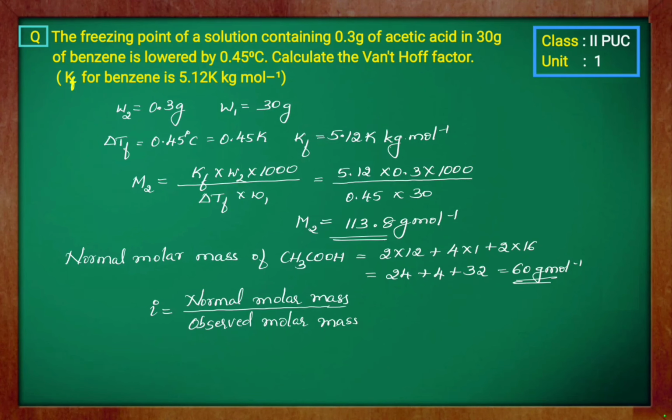So substituting into this formula, we have normal molar mass, which is 60 grams per mole. But experimentally, we observed that mass of acetic acid is 113.8 grams per mole. So the unit gets cancelled. 60 divided by 113.8 is equal to 0.53. And therefore, the Van 't Hoff factor is 0.53.